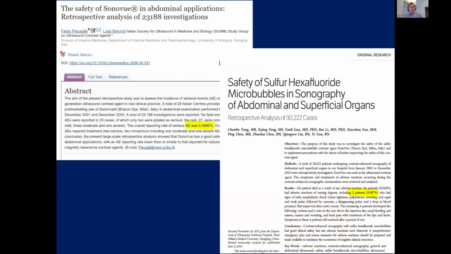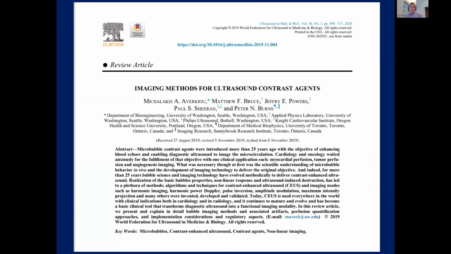One thing to let you know about safety of contrast, and I've just chosen a couple of papers for you with large studies. Here, the Italian group looking at 23,000 contrast cases and another 30,000 contrast cases. You can see that the adverse events were very, very small in the range of 0.0086% and 0.007% respectively. So very, very safe to use, really, and as non-nephrotoxic on its own.